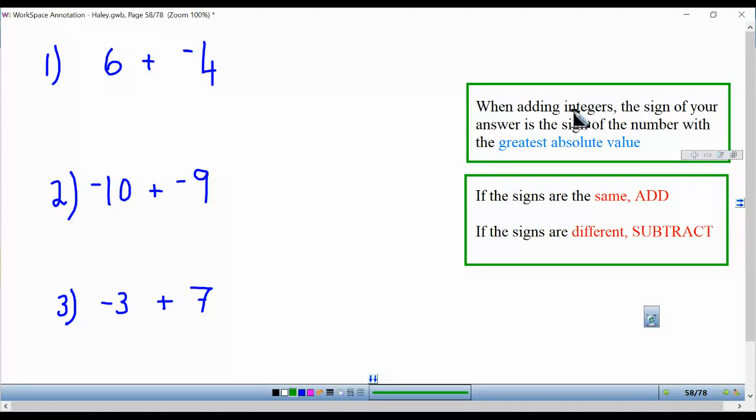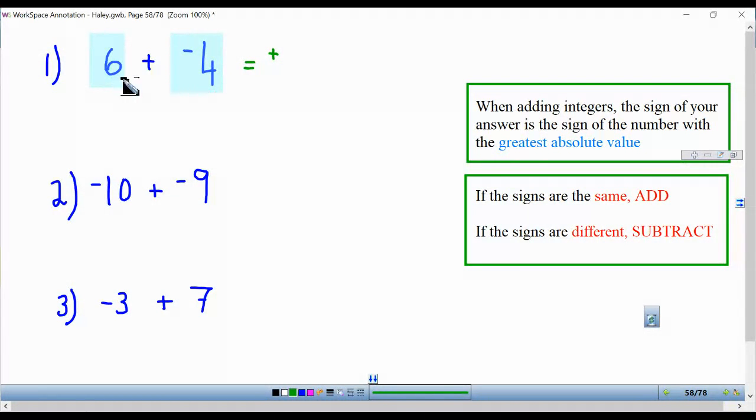And basically, when adding integers, and positive and negative numbers in general, the sign of your answer is the sign of the number with the greatest absolute value. So this is what I mean by that. We take a look at the numbers involved. For example, I have 6 plus -4. What we've really got there are the number +6 and the number -4. Which one of these numbers has the greatest absolute value, 6 or -4? Hopefully, you think it's 6, and that means that your answer is positive.